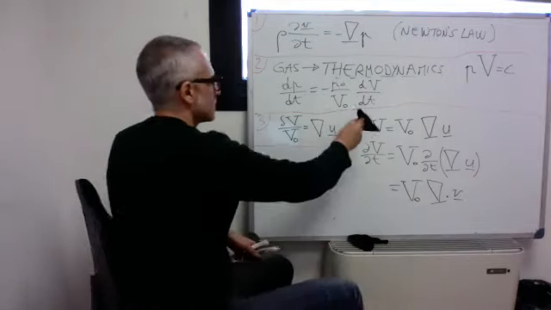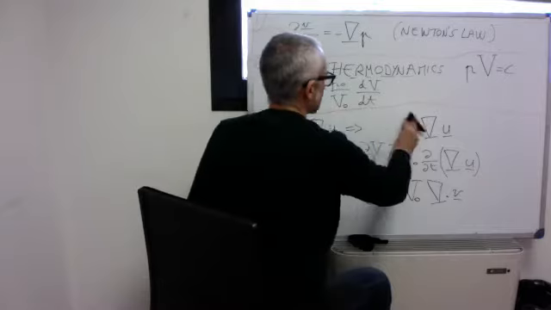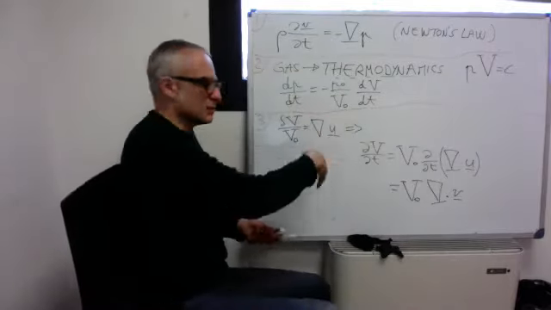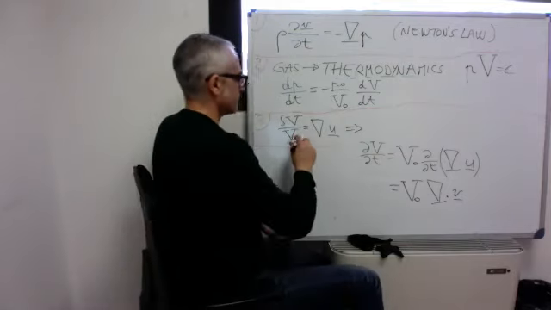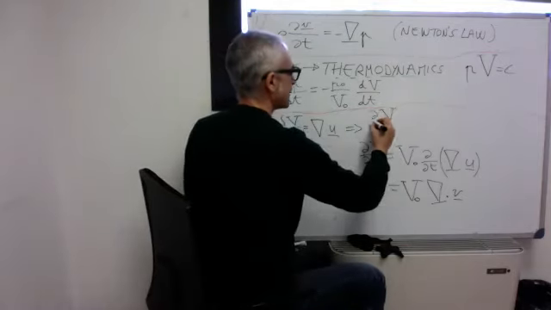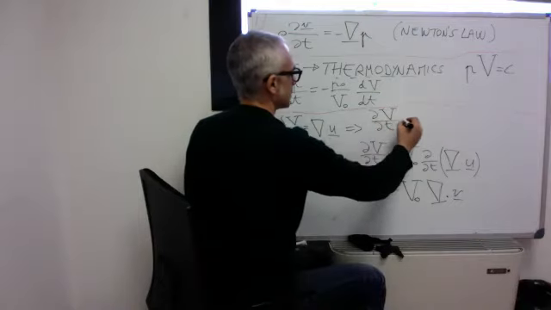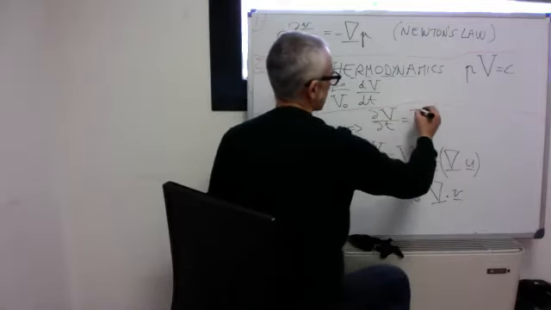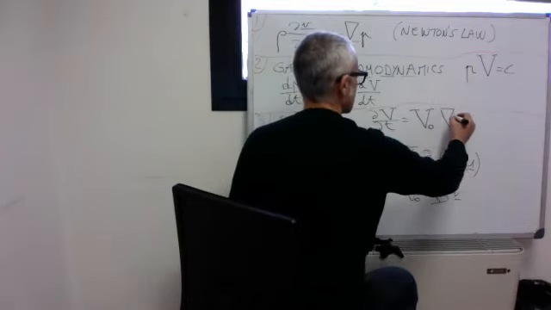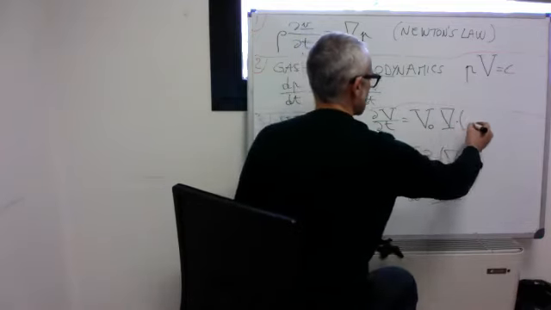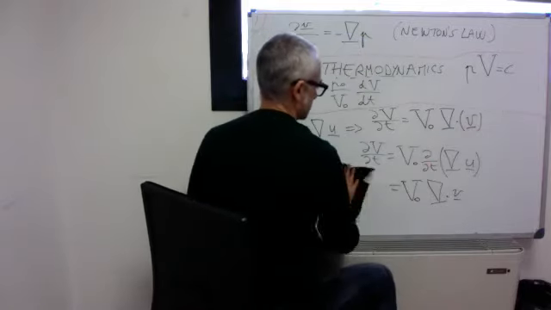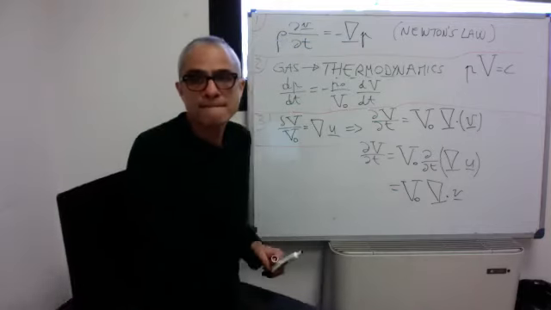Okay, so here I basically just wrote the same physics, but written in a different way. Over time, the rate of change in volume is proportional to the divergence of the velocity rather than the displacement. Okay?